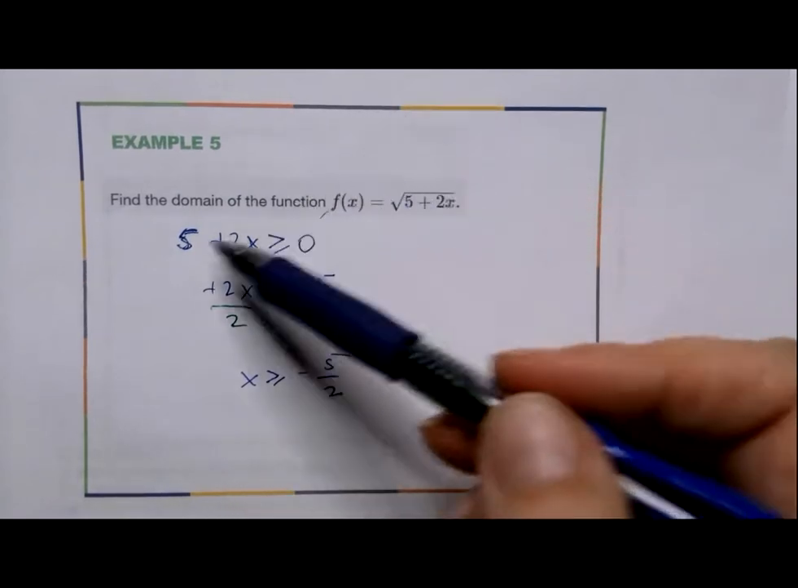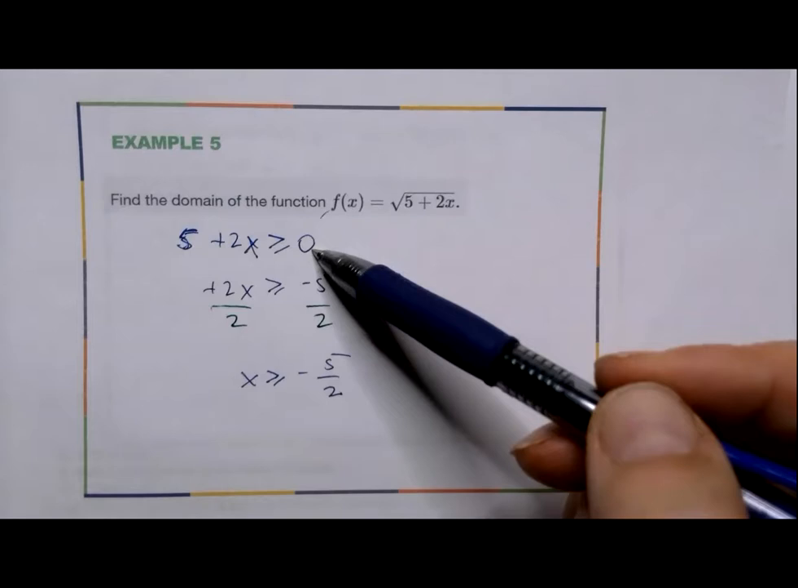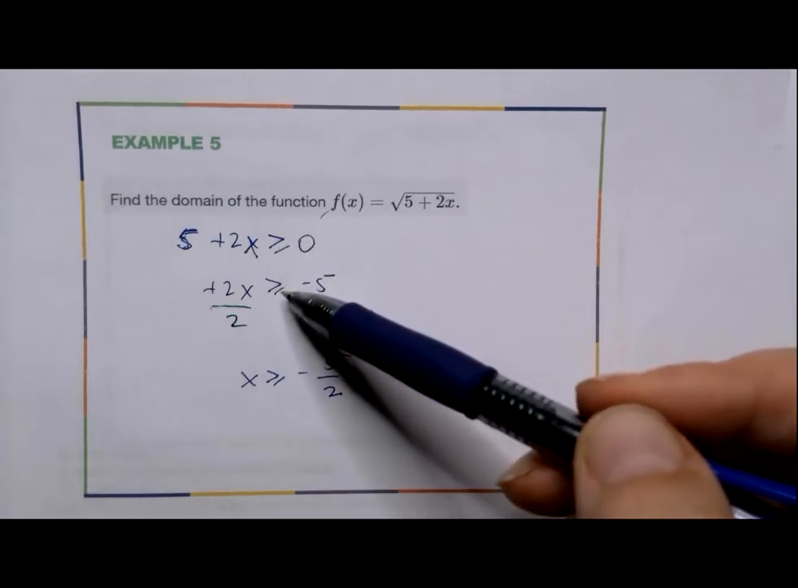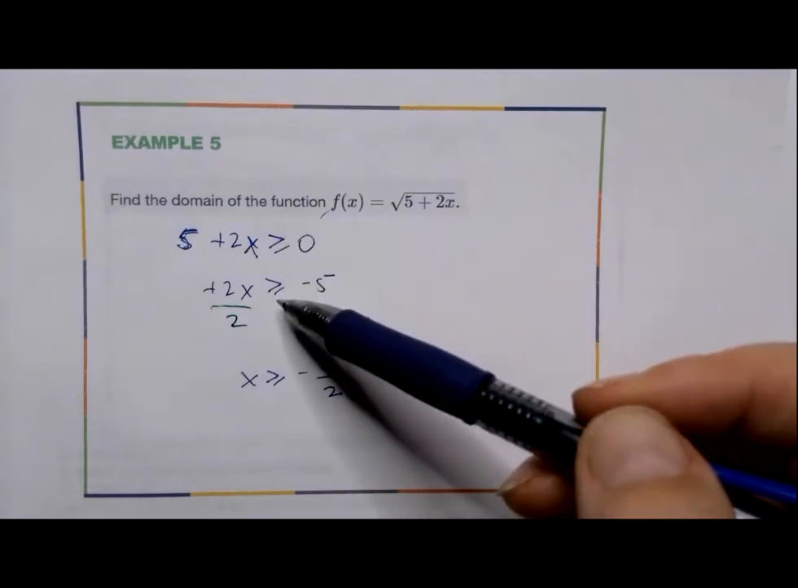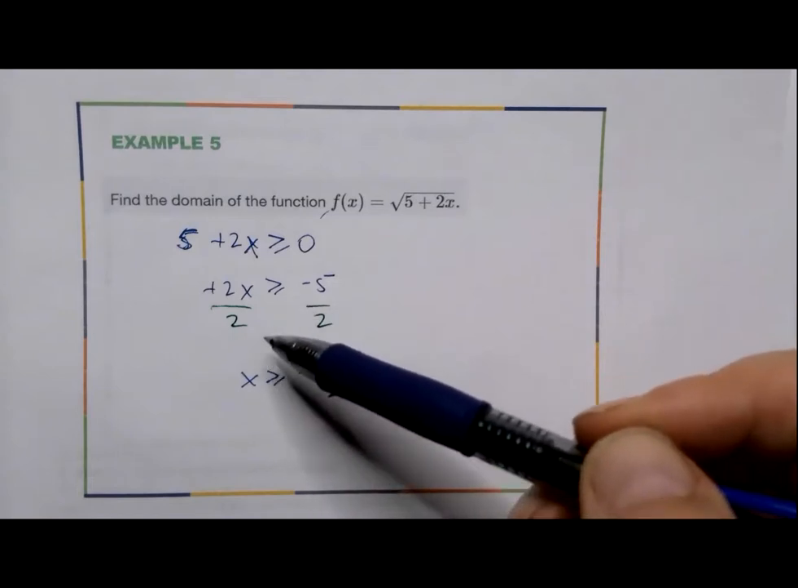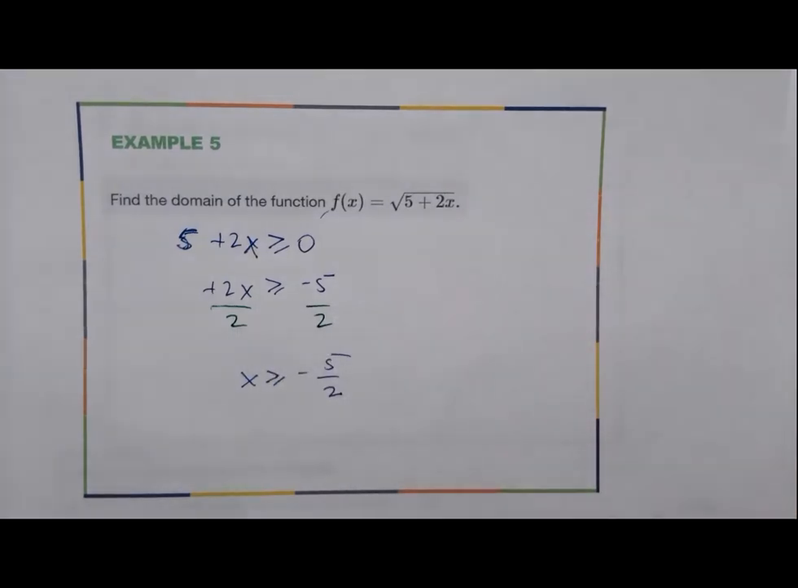And by the way, when you subtract a number, you don't switch the sign. When you subtract or add a negative number, you don't switch the sign. You only switch the inequality sign when you divide or multiply by a negative number.